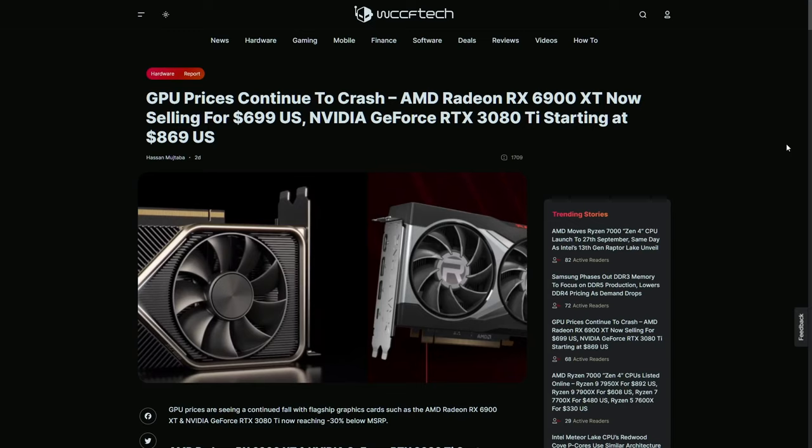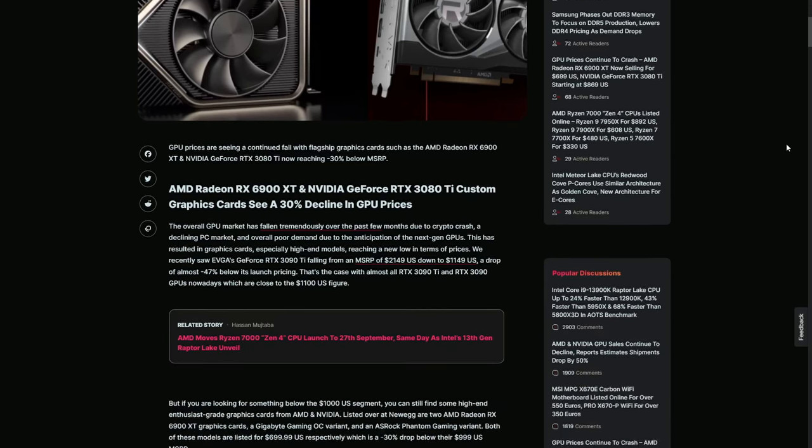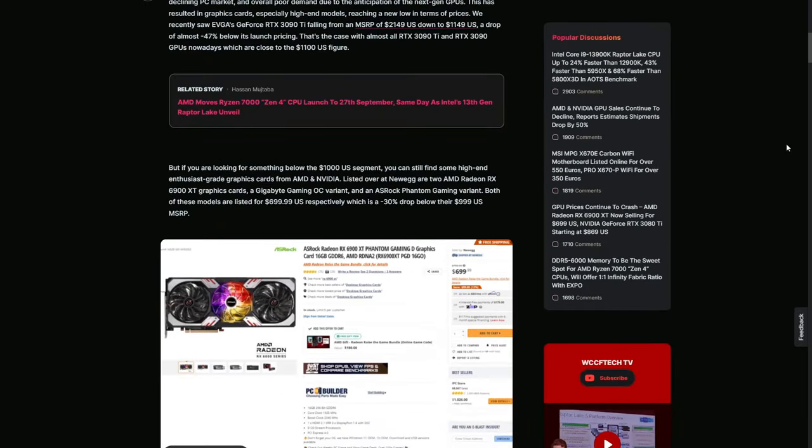So let's start off. First, we have the GPU prices that continue to crash, at least in the US market. So we have the RX 6900 XT, which is now selling for $699 USD, and the 3080 Ti, which is selling for $869 USD. So this is quite good because these prices are about minus 30% of the MSRP, and this is pretty good. If you were looking for a GPU, I would still say, hold on, wait, don't get it yet.